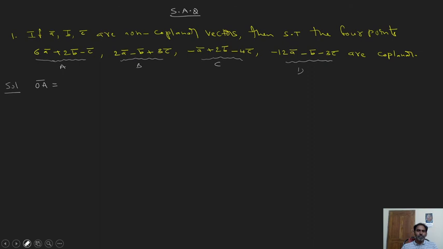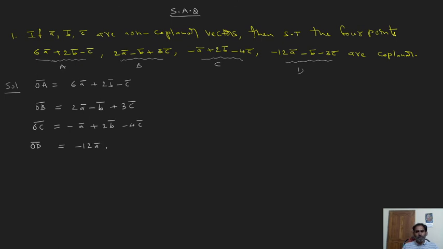OA bar we have to write, a very important step. OA bar equals 6a bar plus 2b bar minus c bar. Next, OB bar equals 2a bar minus b bar plus 3c bar. Next, OC bar, the third point, equals minus a bar plus 2b bar minus 4c bar. The fourth point, OD bar, equals minus 12a bar minus b bar minus 3c bar.